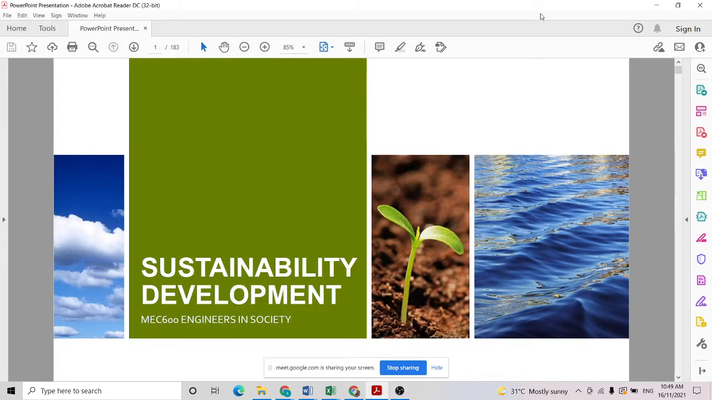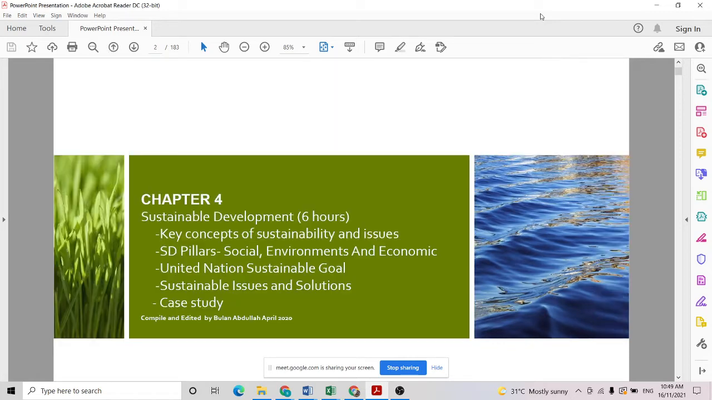So, recording in progress. Okay, this is chapter 4, regarding sustainable development. Up to here we will discuss the subtopics: the key concept of sustainability and issues, the SD pillars: social, environment, and economics, the United Nations sustainable development goals, sustainability issues and solutions, and lastly the case study.